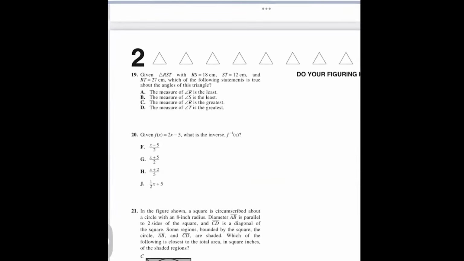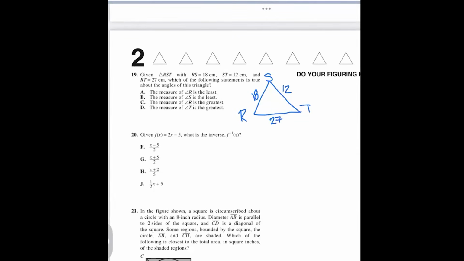Okay, so on number 19, given triangle RST, you've got the side lengths. Which of the following statements is true about the angles of this triangle? So honestly, you've got to draw this out. So we have RST. RS is going to be 18, and then ST is going to be 12, and then RT is going to be 27.